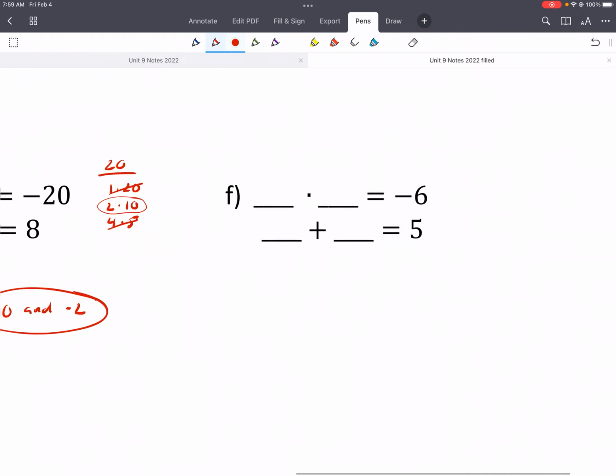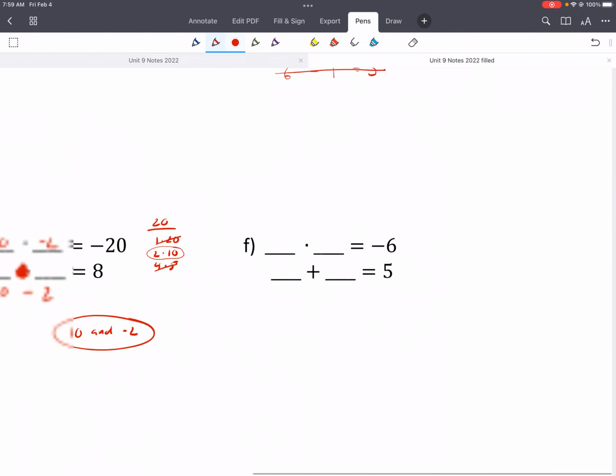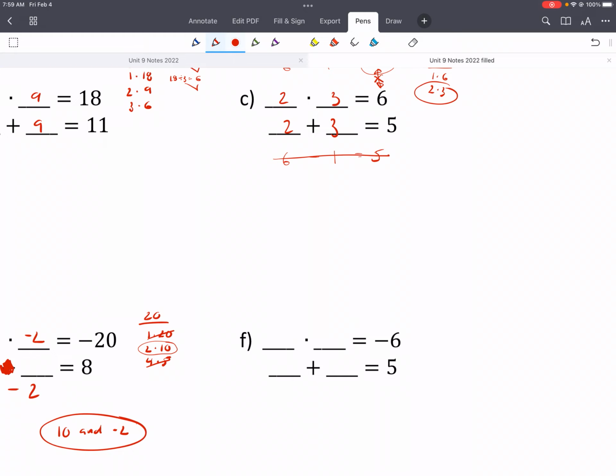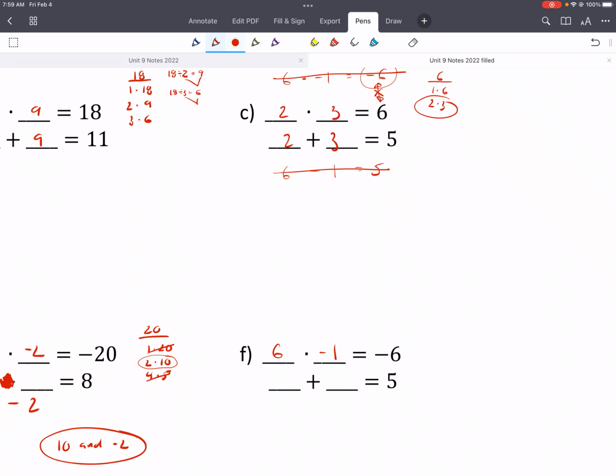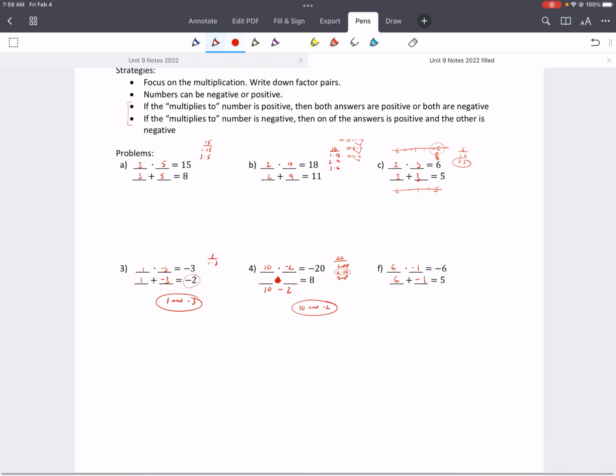All right, last one, okay? So I just wanted to talk about comparing C and F. They look very similar, except that we have a negative 6, and that's the problem that we did above. So we came up and said that 6 times negative 1 gives you negative 6, and 6 plus a negative 1 gives us 5. So you've got to be careful sometimes with those signs. All right, so I think that is it for today.